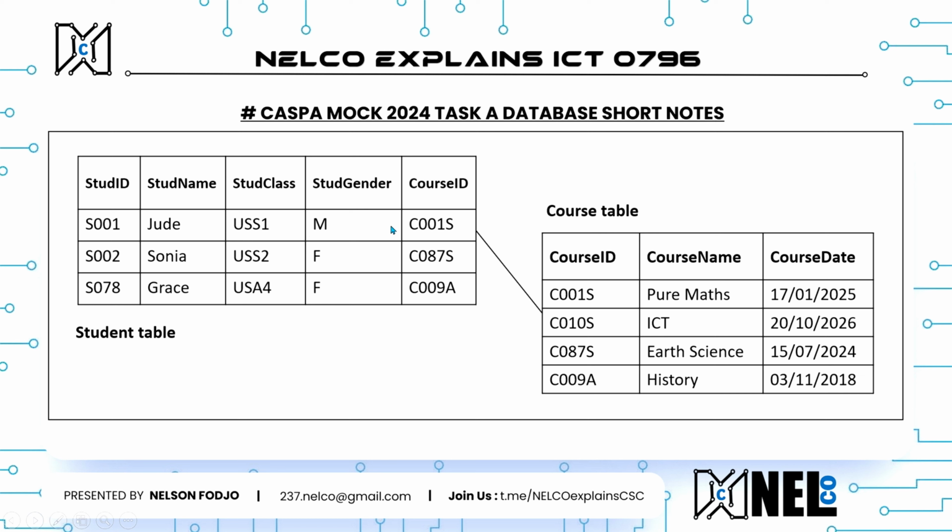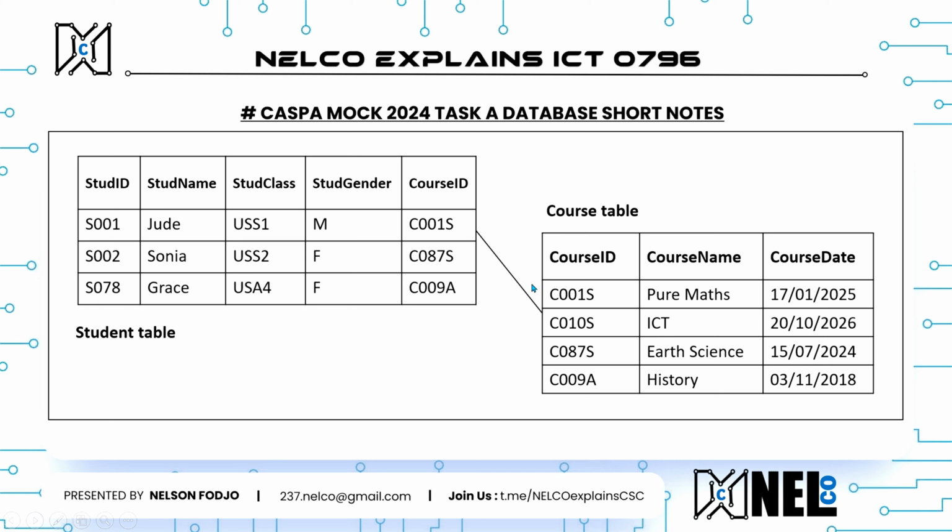For the rows or the records, these are the records of particular individuals, as you can see. Next, we have a field size. So we are just checking on all what we have learned. As you can see, the student class has values USS1, USS2, USSA4, and as you can realize, the field size of this particular column is 4, meaning the maximum number of characters you can take is 4. The same thing for student gender, just 1 as field size.